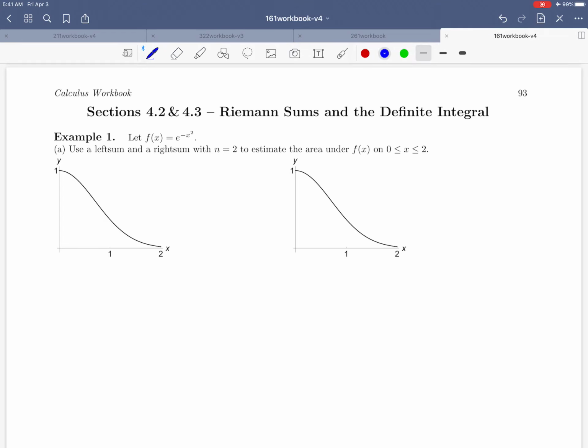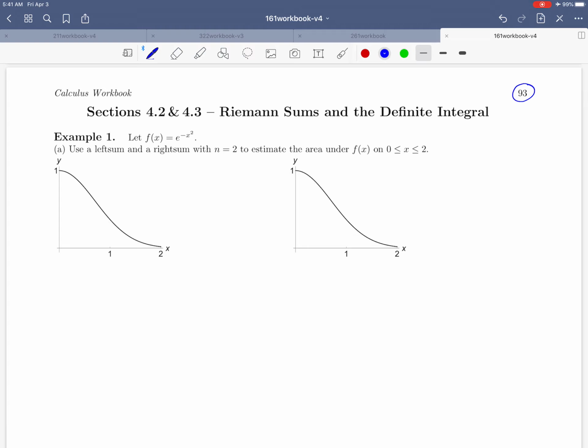Welcome everybody to the beginning of section 4.2 and 4.3. We're looking at page 93 in the workbook, and this is the natural continuation of the work that you did in section 4.1. There you discovered that area under a velocity curve had something to do with the distance traveled by an object, and it turns out that area under curves has a number of applications in science and engineering.